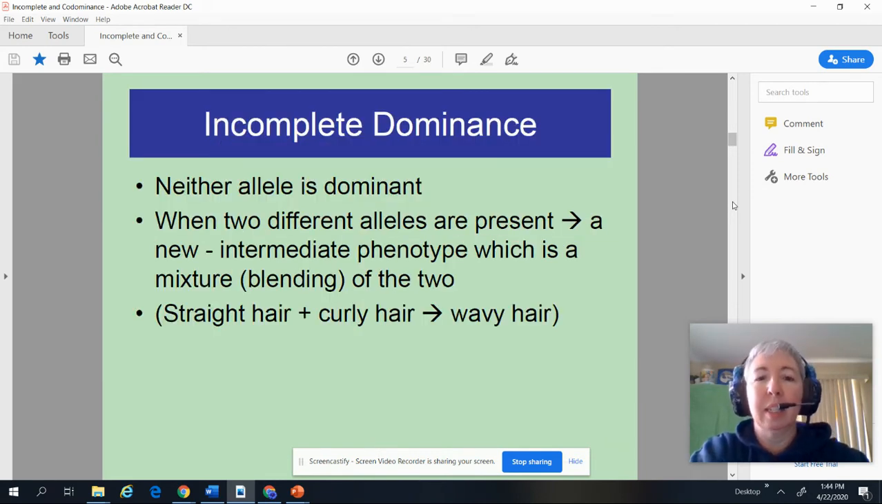Incomplete dominance, like that snapdragon: neither allele is dominant. The red doesn't completely cover up the white, and the white doesn't completely cover up the red, so they mix. The two different alleles are present, red and white. You get a new intermediate phenotype. Remember, the phenotype is what you see, which is a blending of the two. Another example is straight hair. A straight-haired parent with a curly-haired parent will produce children that have wavy hair, wavy hair being in the middle, in between straight and curly.